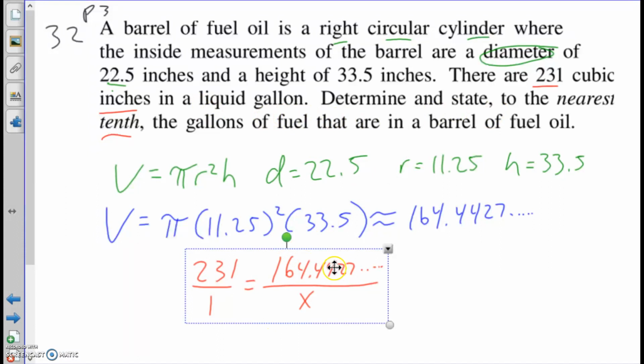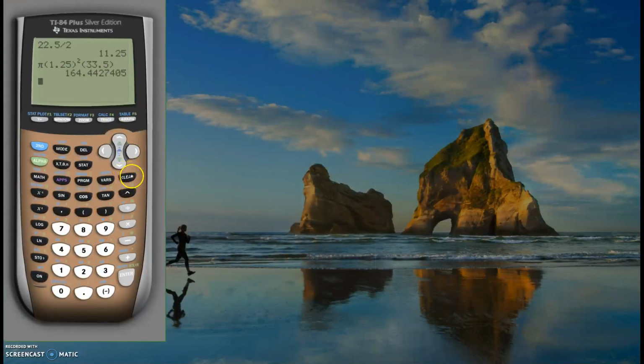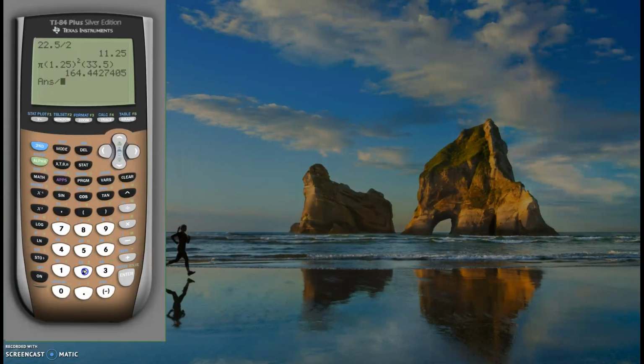So let's cross multiply here. This ends up being times 1. So we end up with 231x equals 164.4427. And so I'm going to have to divide by 231, and I'm definitely going to get less than 1. So what I can do is take that entire number in my calculator, because it's already there, and divide by 231.